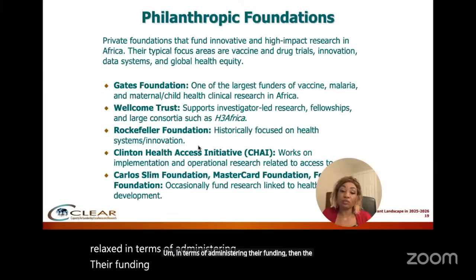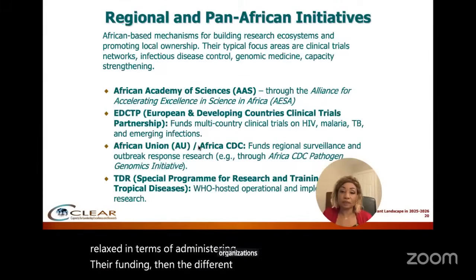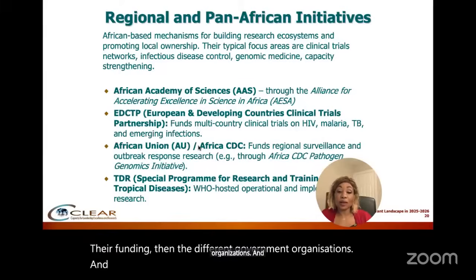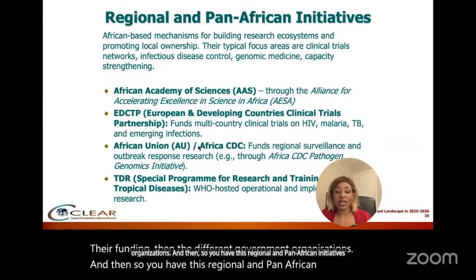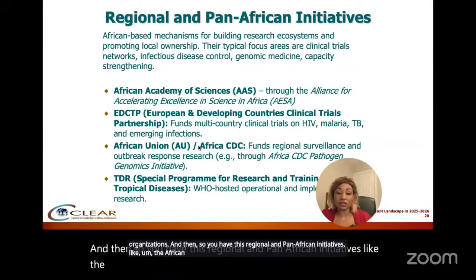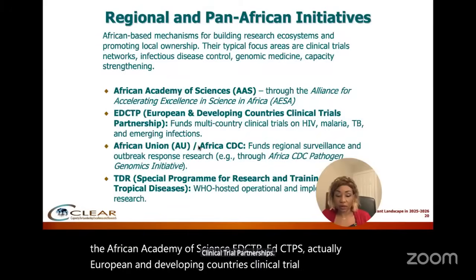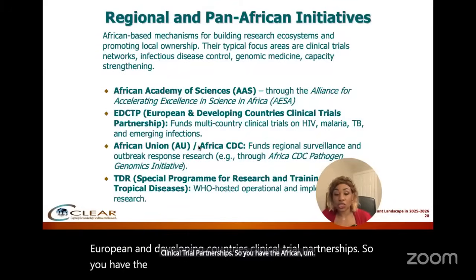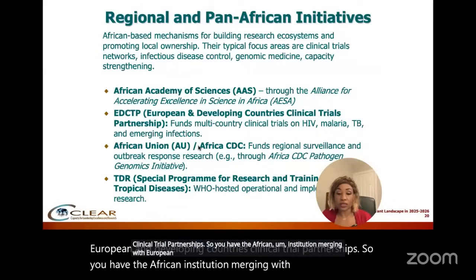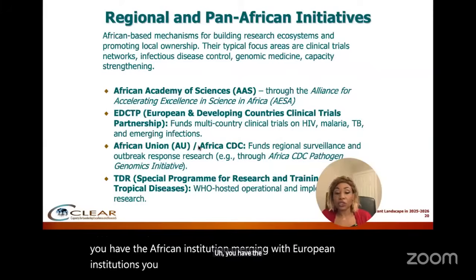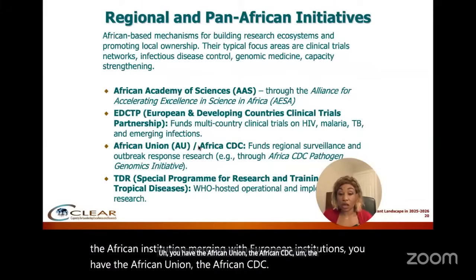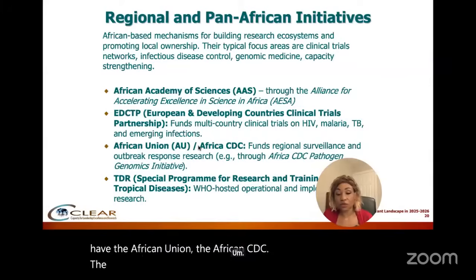And then so you have these regional and Pan-African initiatives like the African Academy of Science, EDCTP. EDCTP is actually European and Developing Countries Clinical Trials Partnership. So you have the African institution merging with European institutions. You have the African Union, the African CDC, the WHO TDR, have benefited also from grants from them.